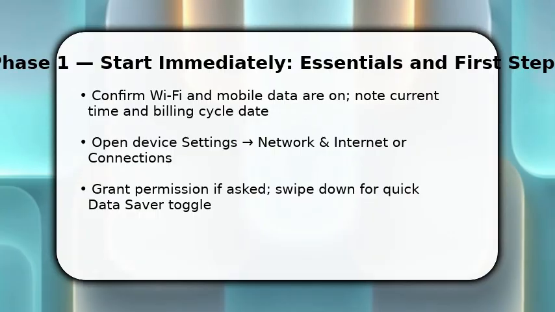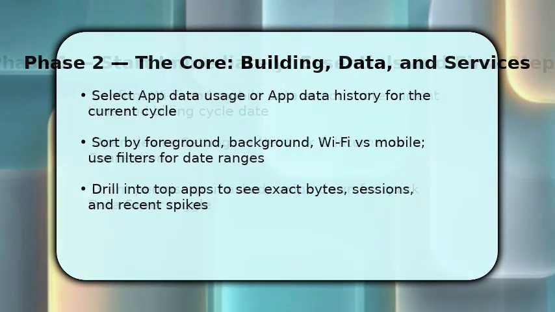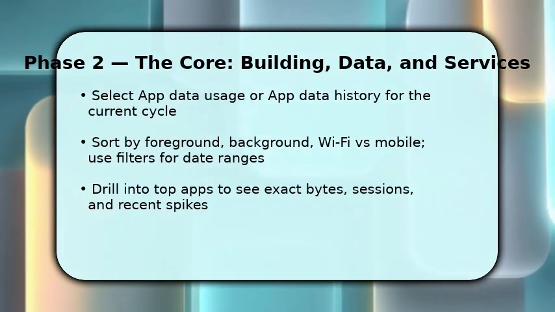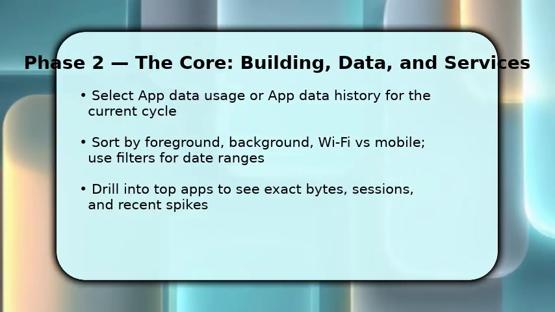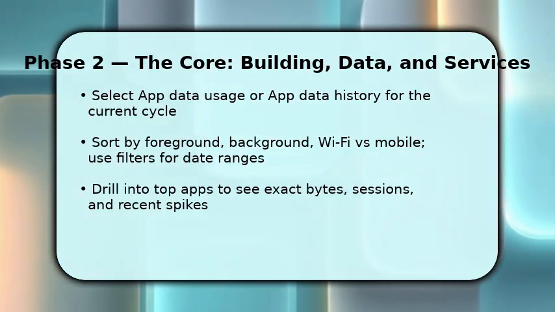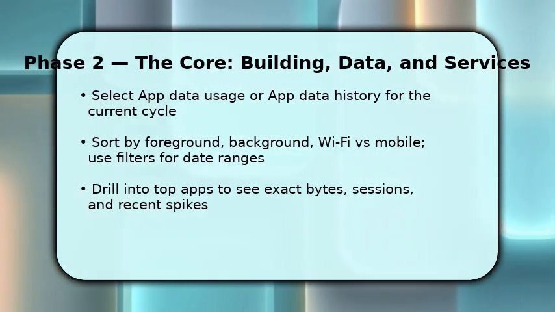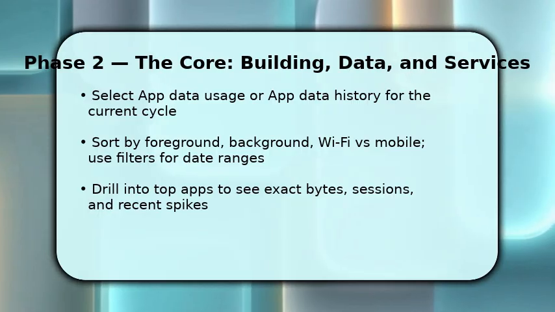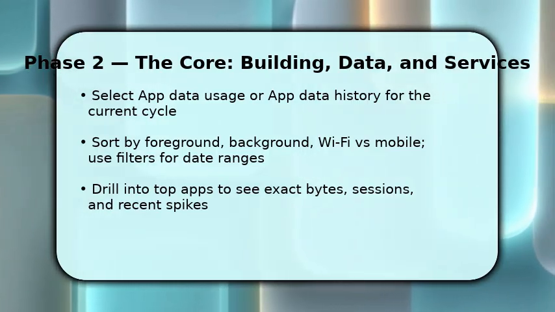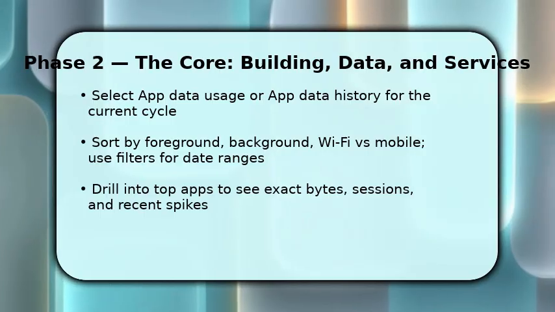You now inspect per app usage to find culprits. Tap App Data Usage or App Data History and set the billing cycle to your known date. That aligns the numbers with your bill. Then sort and filter by foreground versus background and by Wi-Fi versus mobile so you see where bytes occur.